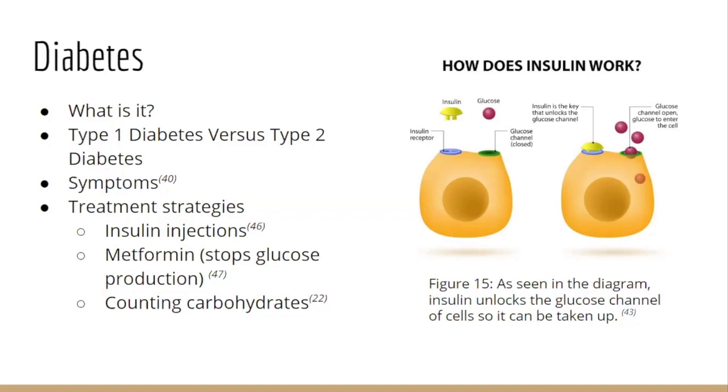Treatments for diabetes include insulin injections and metformin, which stops glucose production. Additionally, by counting carbohydrates, individuals with diabetes can prevent kidney disease, nerve damage, blindness, and blood vessel disease problems that can cause diabetics to have to undergo amputations.